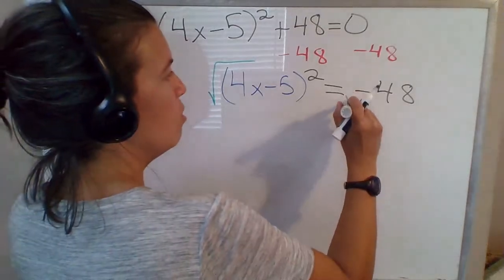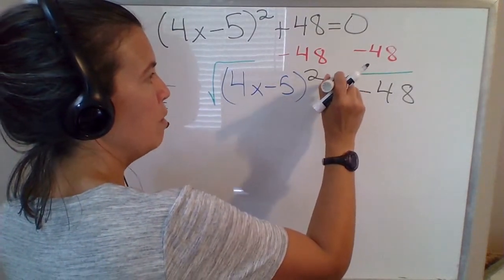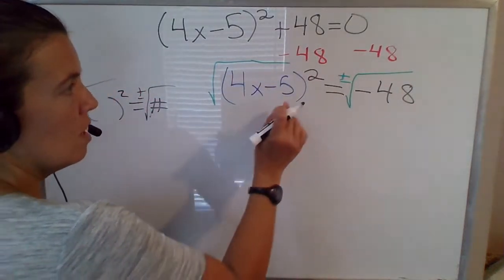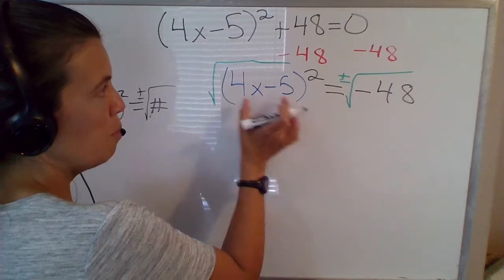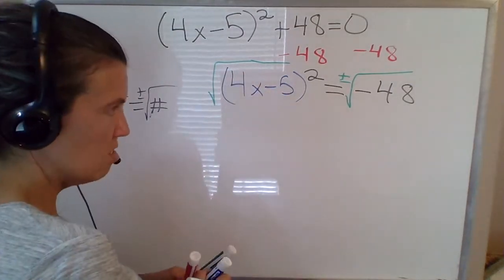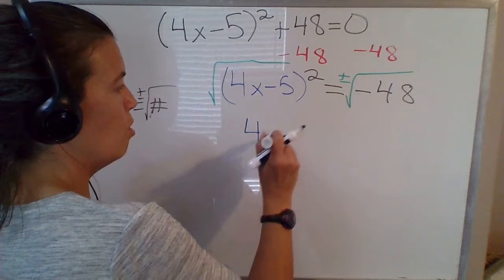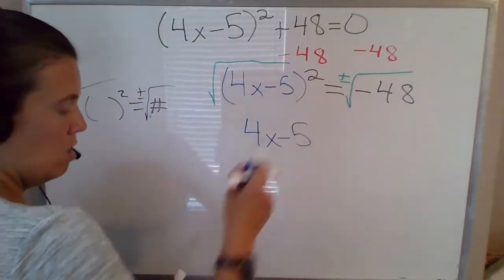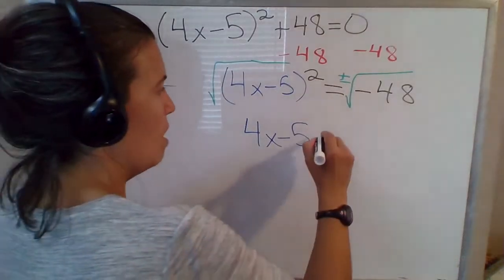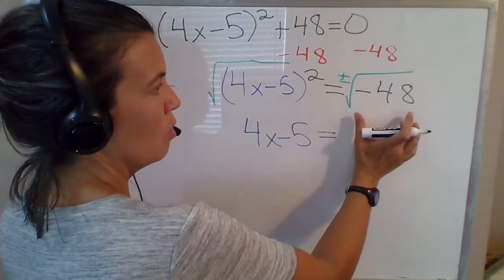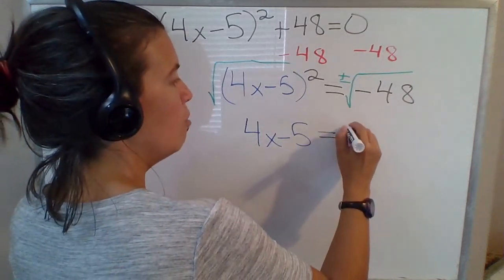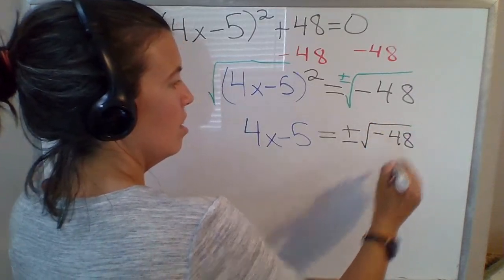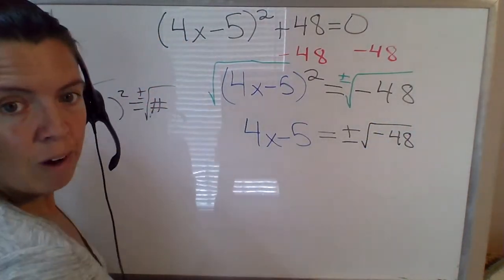So we've got something squared equals a number. We take the square root of both sides, but take plus or minus the square root of the constant over here. On the left side, we're doing inverse operations. We have the second power, we have the square root. Those are inverse operations of one another, so we end up with just the 4x minus 5 that was inside, because the second power and the square root undo each other. So we have 4x minus 5 equals, for now, I'll write it as plus or minus the square root of negative 48. But we need to simplify that radical expression.